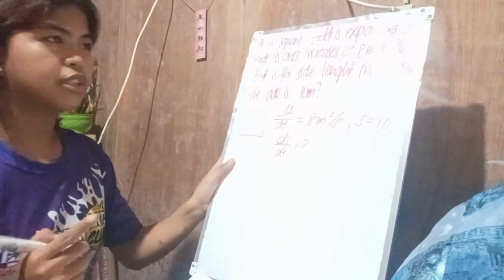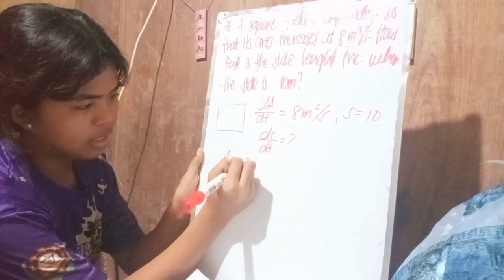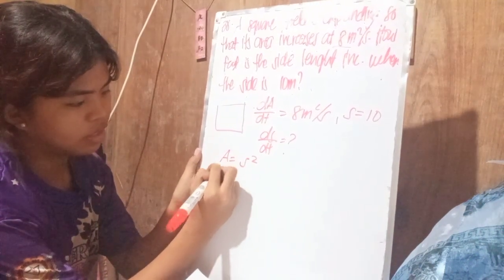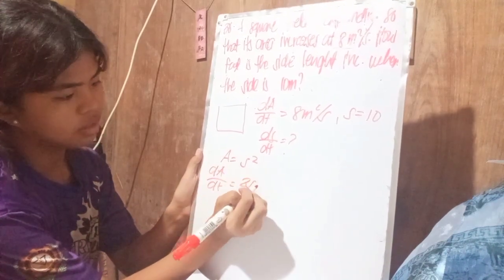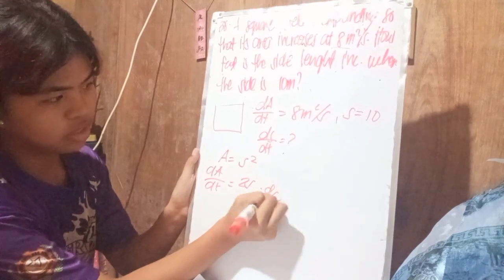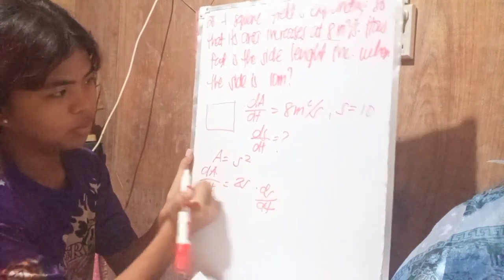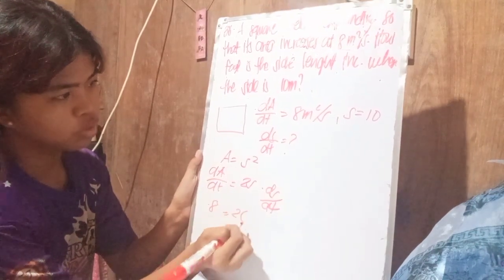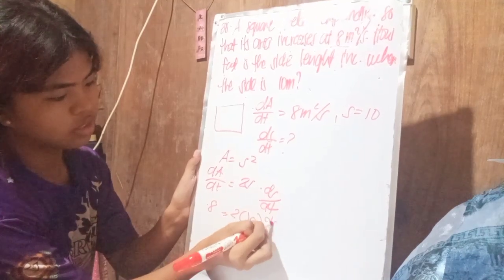So we use the formula for the area. A equals s squared, so differentiate it: 2s times ds over dt. So 8 equals 2 times 10 times ds over dt.